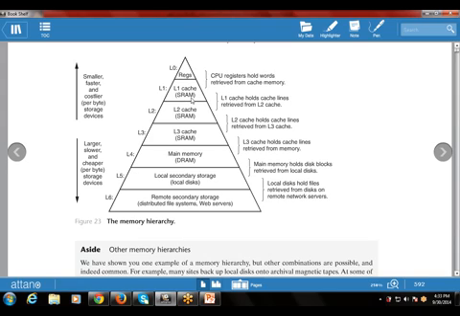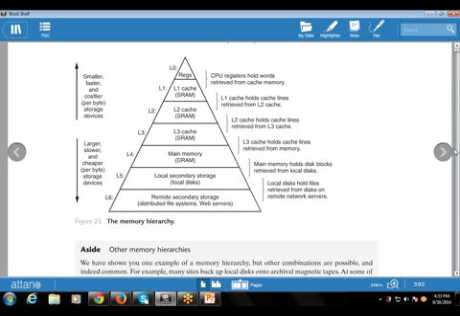Then at the next place there is an L1 cache. Then at the next place there is an L2 cache. So look, this makes a pyramid, that is your hierarchy, one level after another. Then the next one is your L2 cache, then L3 cache, then your main memory.